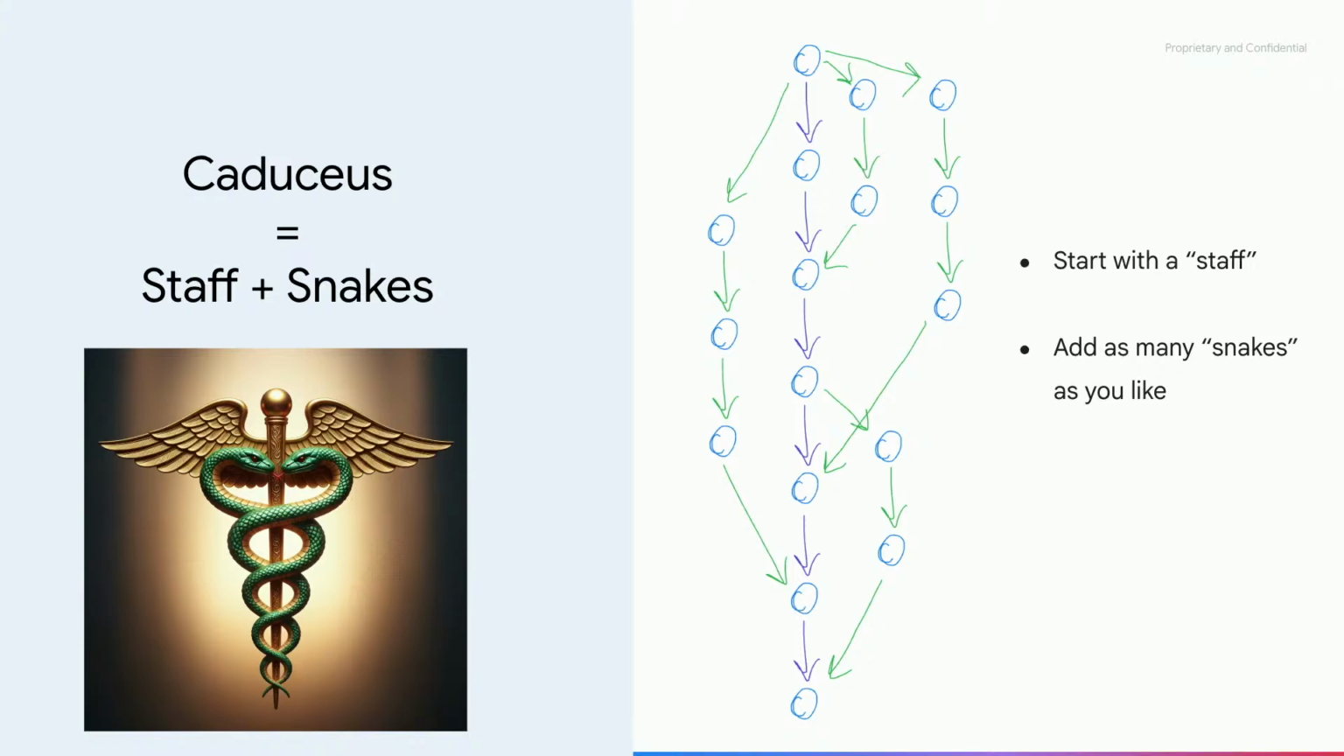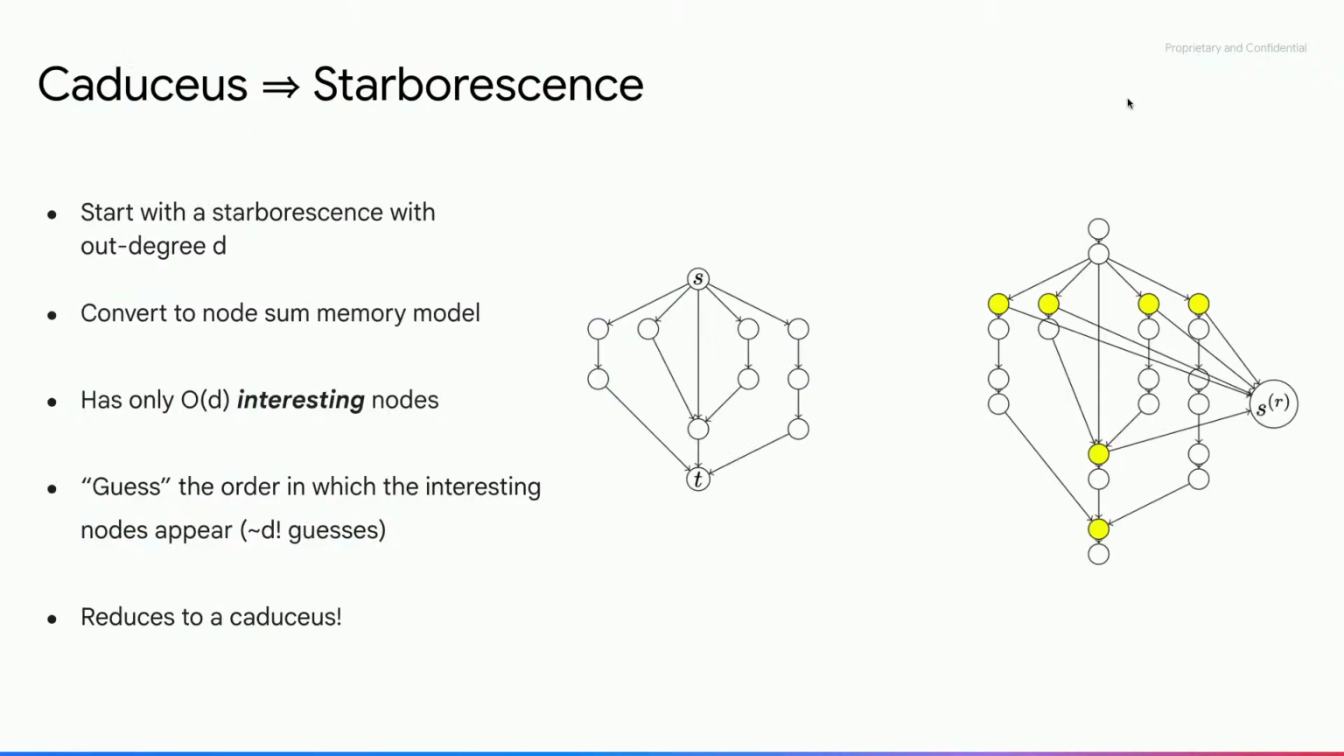And you can add as many snakes as you like. A snake is simply a path that has its start and end on the staff. So in this case, the purple thing in the middle is the staff, and all the green ones are snakes. A snake is just any path that both starts and ends on the staff. Okay, so that's a caduceus graph. Again, why am I talking about these?